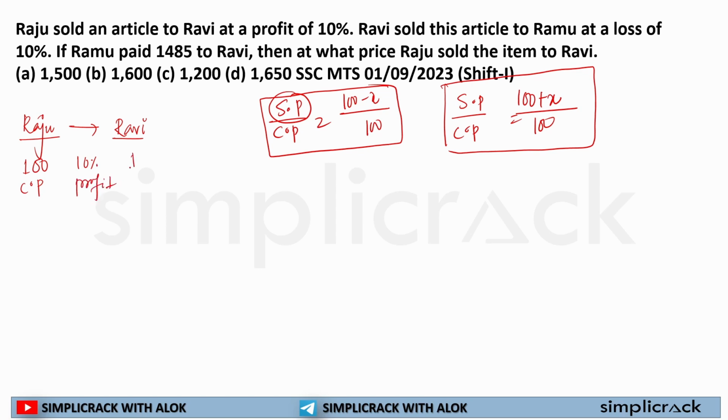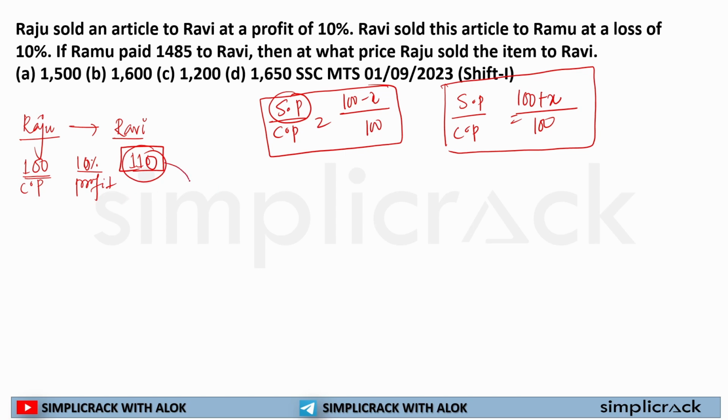So the sales price is 110. This is the price that Ravi paid to purchase that item. I hope you are getting my point. 10% profit means 10 rupees profit on each 100 rupees. So here 100 rupees is my base. So I got 10% profit and I find out the selling price is 110.